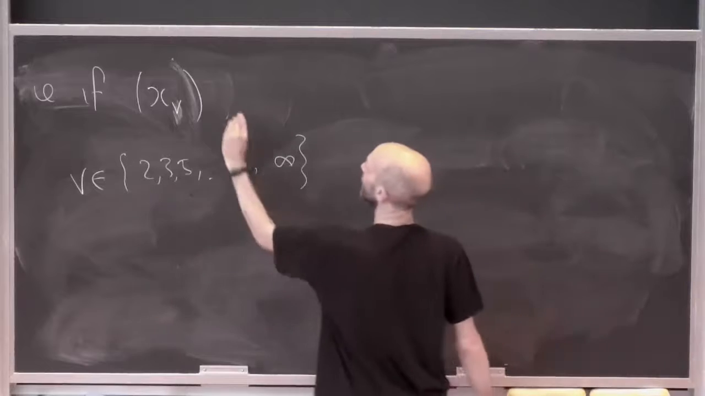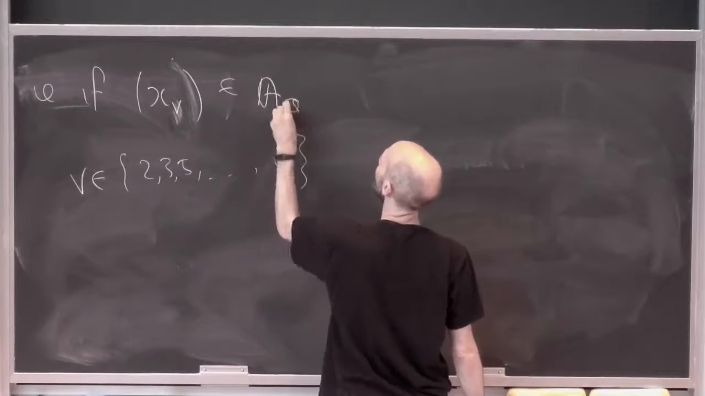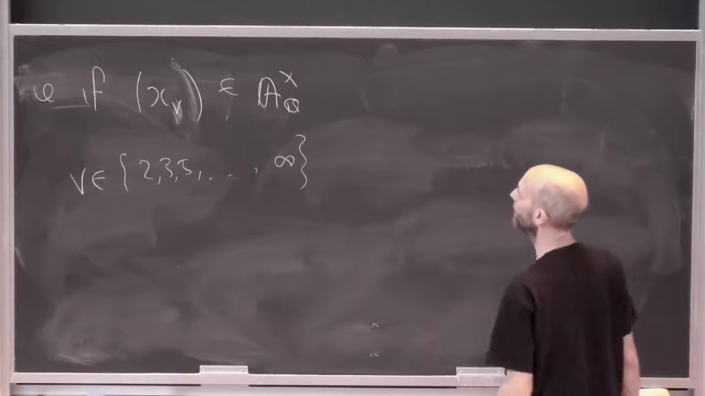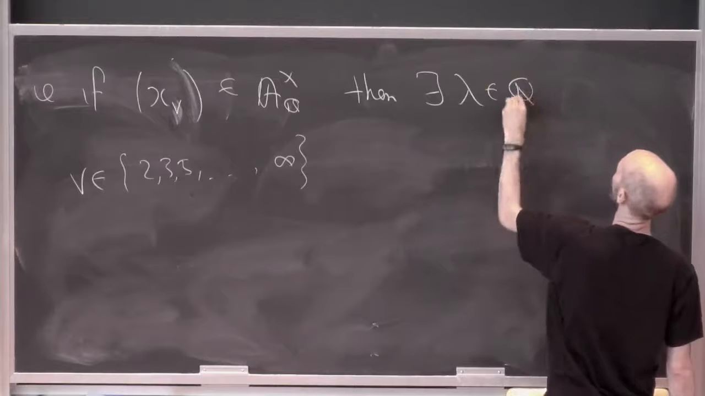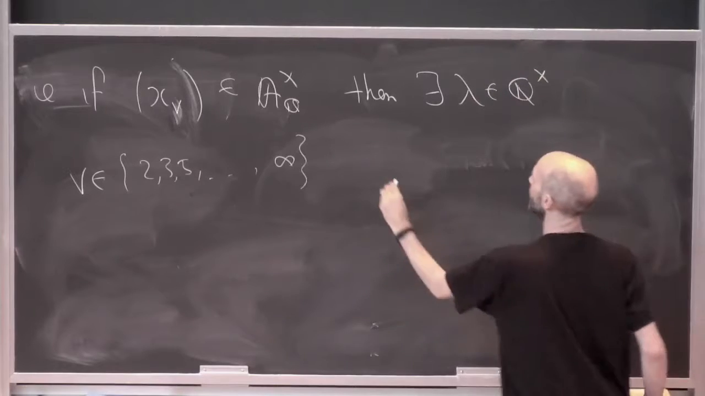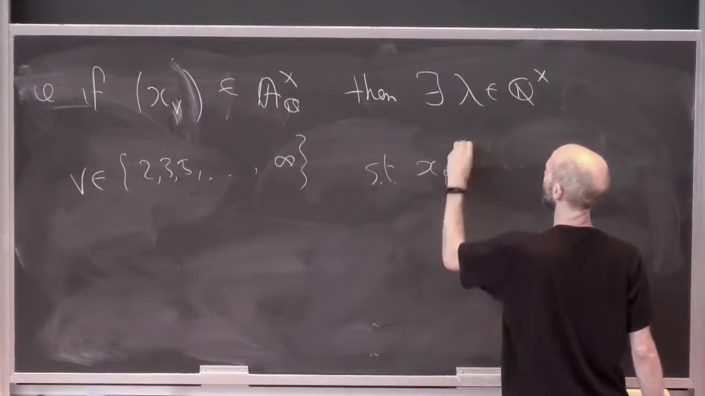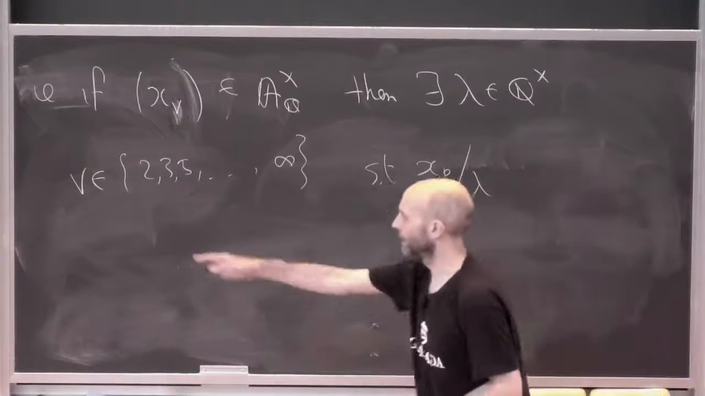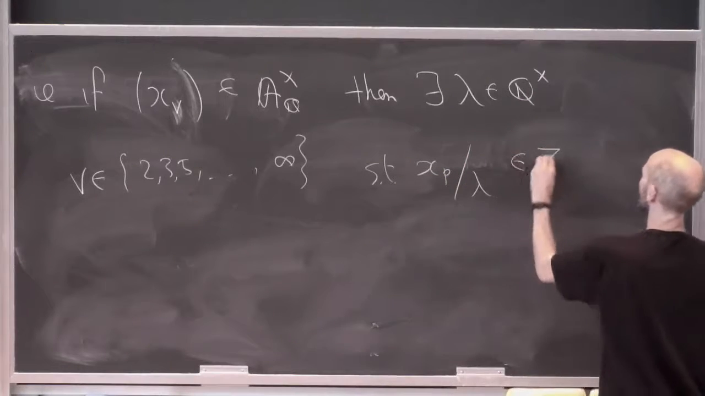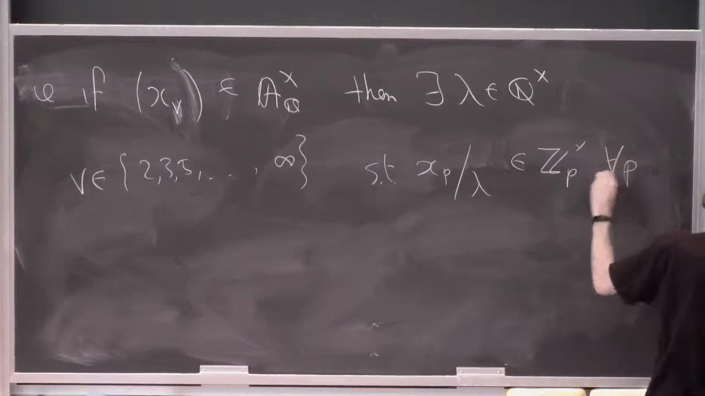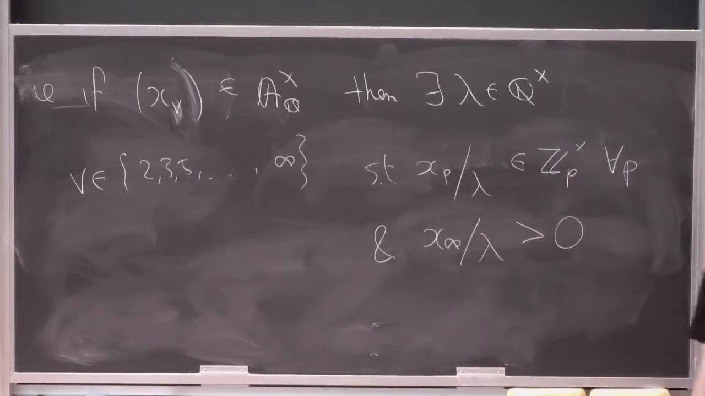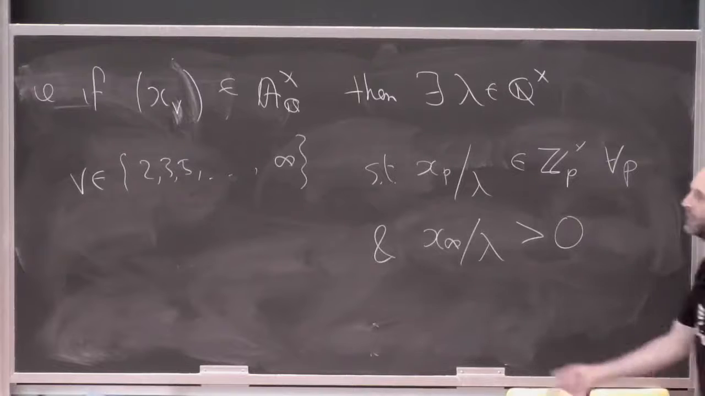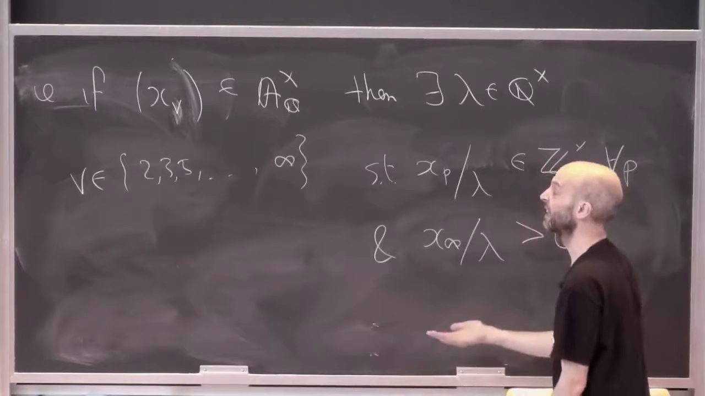That is, if x_v is in A_Q star, then there is some lambda in Q star embedded diagonally such that x_p divided by lambda is in Z_p star for all p, and x_infinity divided by lambda is positive. So this is of a very similar nature to the thing we did earlier. It's not a coincidence that I did the earlier thing.